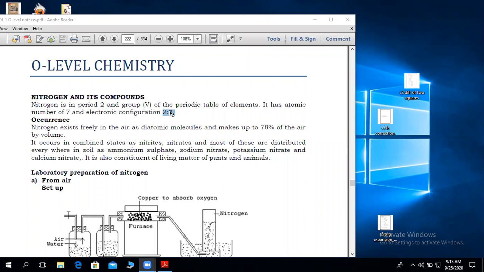Then period is 2. Why period 2? Because nitrogen has 2 energy levels. Nitrogen has 2 energy levels, so it belongs to period 2 of the periodic table.